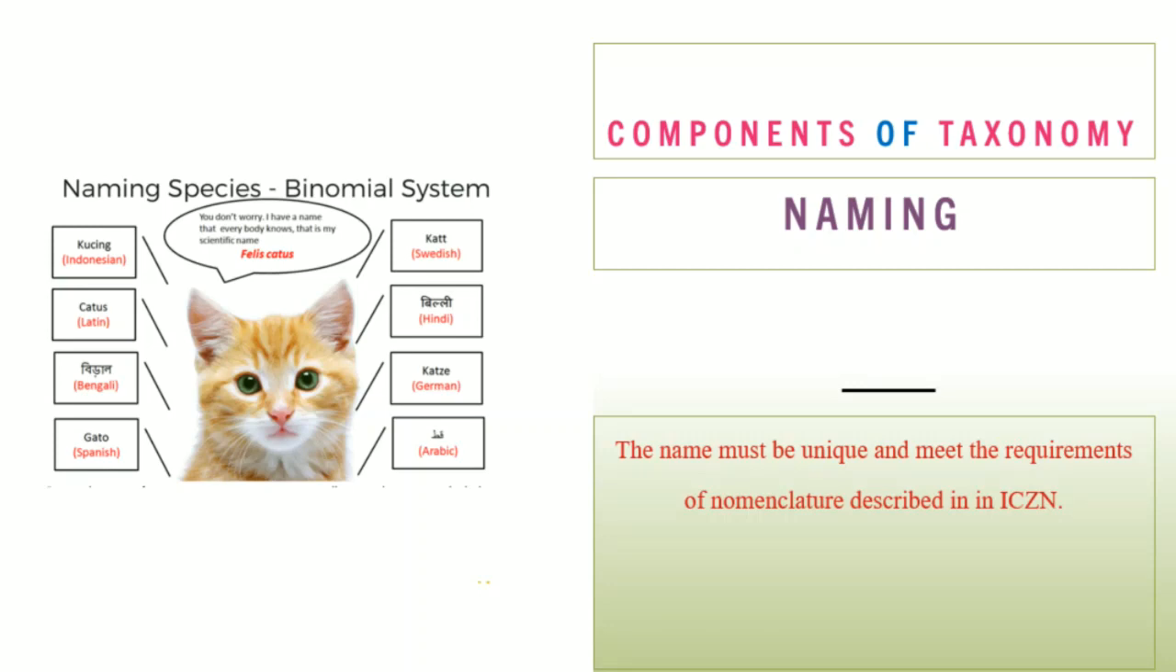Next is naming. The science of naming is also known as nomenclature, and the name of the species is unique and it must meet the requirements of the nomenclature or the rules that are described in the ICZN, that is the International Code of Zoological Nomenclature.